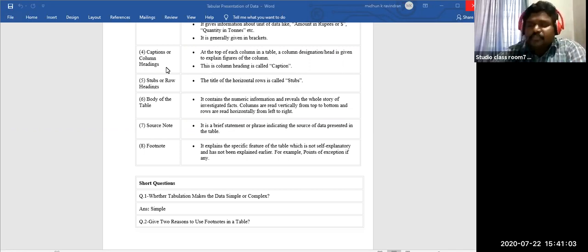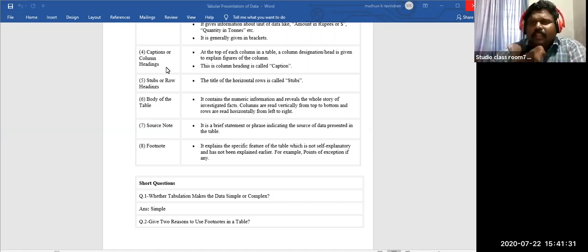Whenever you are preparing data or a table or a tabular representation, the source should always be there. If you collected it yourself and it is not published, you have to keep a note there: data collected personally, but not published. What method did you use to collect the data? Is it a sample survey, or a telephonic interview? Various methods are there. You should also mention the period when you collected the data, in which year and which month. That also we can keep in the source note.